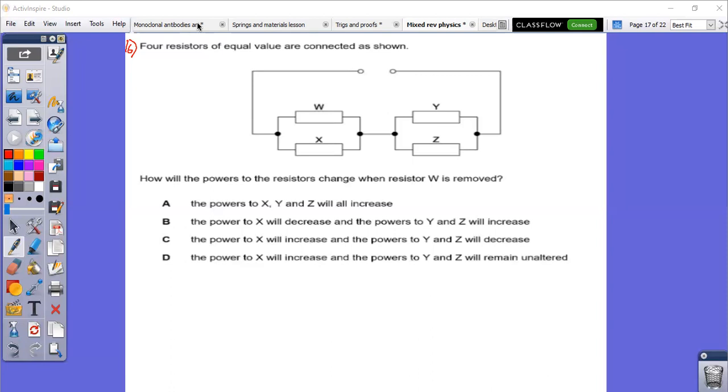Are they connected to a battery? Which one do you go for, Tom? I said, are they connected to a battery? Yes. Absolutely. They're connected to a power supply, correct?